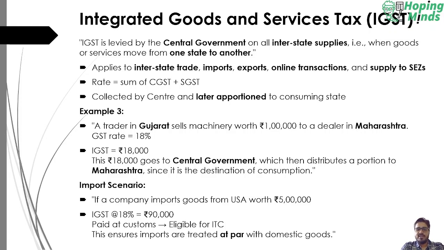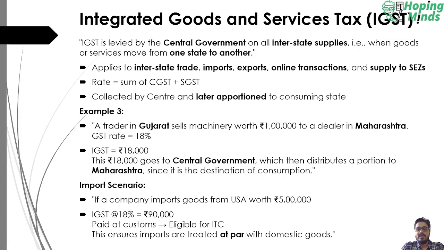The rate of IGST is the sum of CGST and SGST. It is collected by the center and later apportioned to the consuming state. Let us understand IGST with an example. A trader in Gujarat sells machine worth rupees 1 lakh to a dealer in Maharashtra. Rate of GST is 18%.